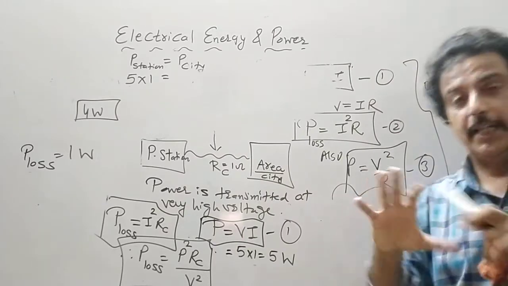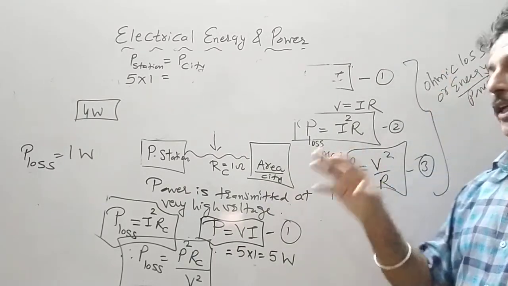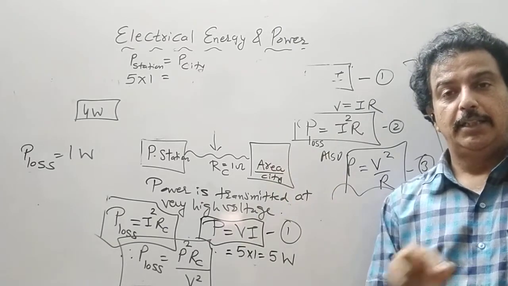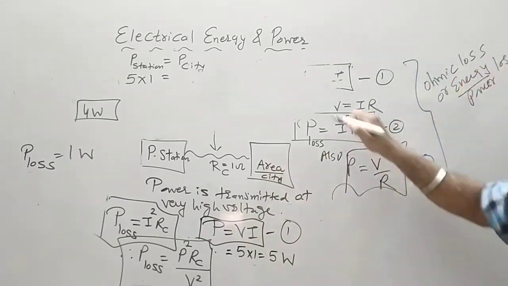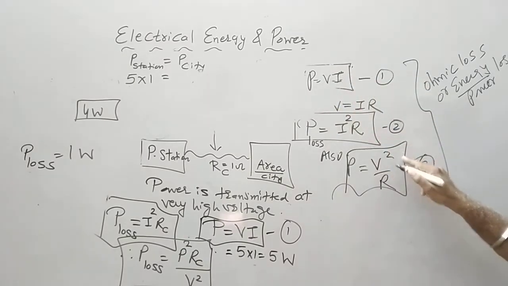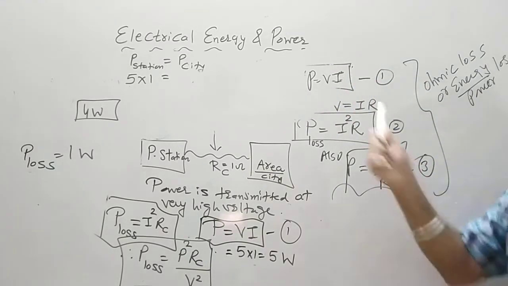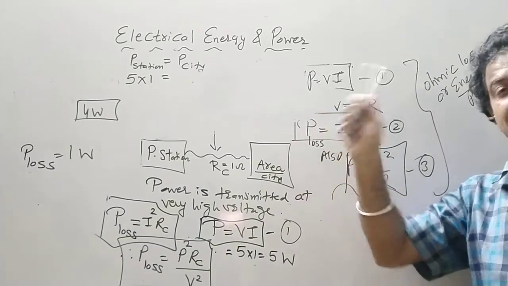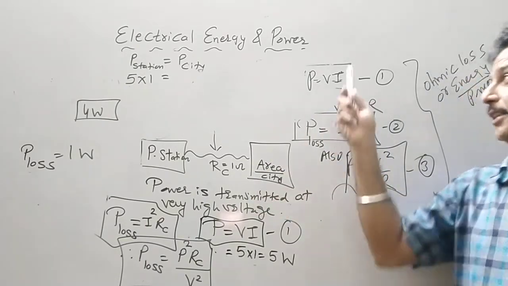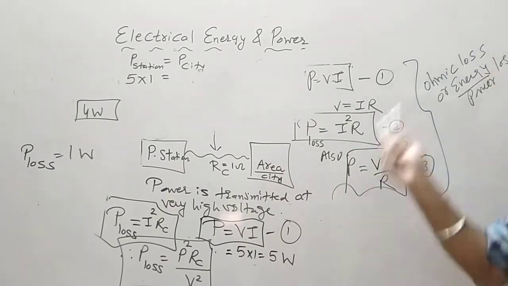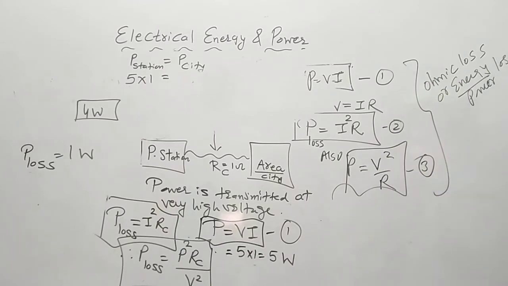Remember, again I am referring, if you are considering only a conductor connected across an electrochemical cell, then we have these 3 formulas for power loss, VI, I square R and V square by R, where V is the potential difference across the conductor. This V is not the potential difference of a cell. Instead of that, I use this for a power loss.